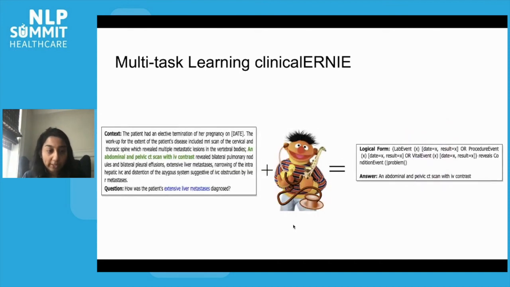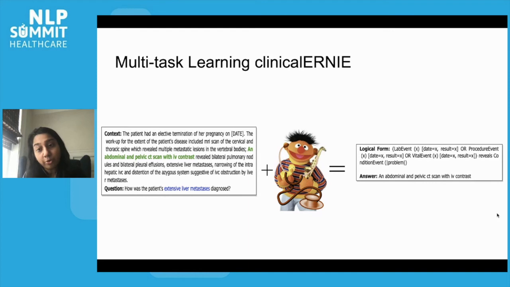So given a question like how was the patient's extensive liver metastasis diagnosed, and the answer that is marked in this context in green, what we learn to predict is both the logical form as well as the answer to that question. Now, learning this logical form not only helps the model learn better, especially given paraphrases that map to the same logical form, it pushes all of them towards the same answer.